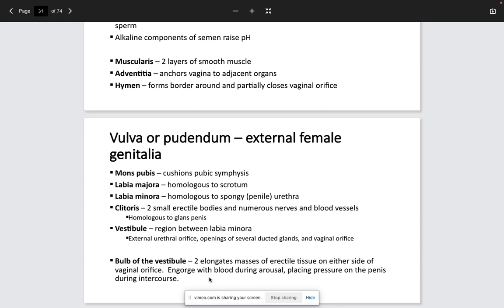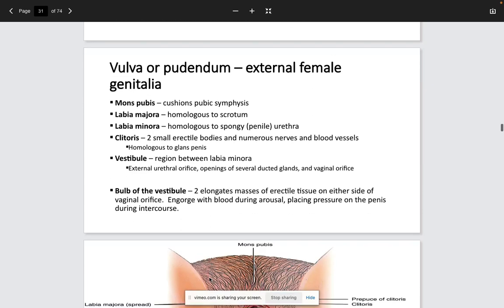The vestibule is the region between the labia minora. It actually houses the external urethral orifice and is the opening of several ducted glands, one called the Bartholin glands. These are located, I believe, at the 5 and 7 o'clock positions inside the vestibule. And then you've got the vaginal orifice. The bulb of the vestibule consists of two elongated masses of erectile tissue on either side of the vaginal orifice. These are responsible for engorging with blood during arousal and placing pressure on the penis during intercourse.